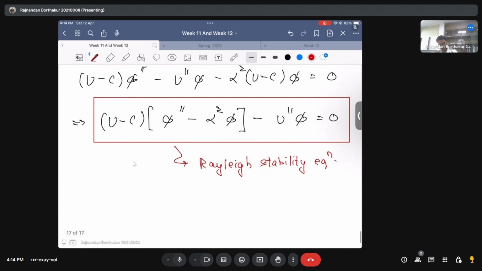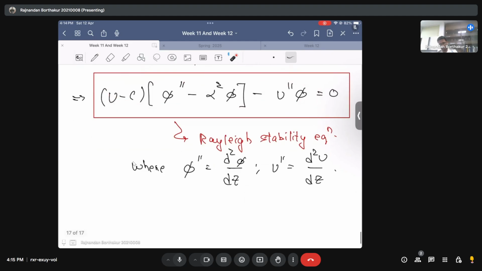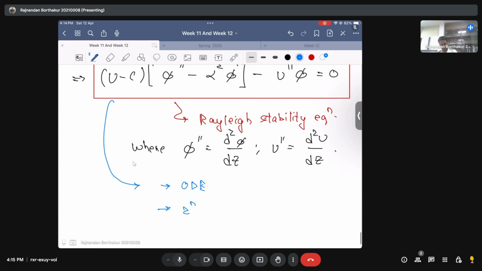Where I hope you understand that phi double prime is d2 phi by dz2, and u double prime is d2 u by dz2. You can appreciate that this equation is homogeneous. So let's see the characteristics of this equation. First of all, it's an ODE. This is second order in phi, and also it is homogeneous.